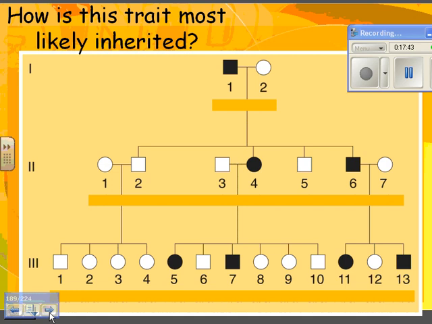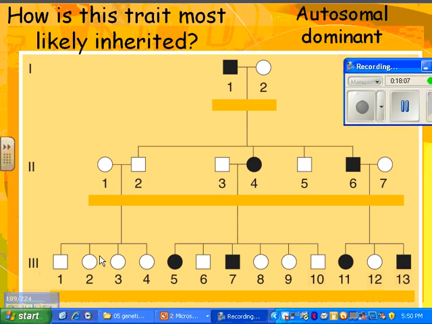How is this trait most likely inherited? Okay, here is a man. He gives it to his daughter and his son. So that means it's not on the Y chromosome and not on the X chromosome, unless she's a carrier. Here's a guy and his daughter and his son have it. Here's a woman and her son and daughter also have it. So anyway, I'm going to call this autosomal dominant because it's in every generation. Looks like it's autosomal dominant.